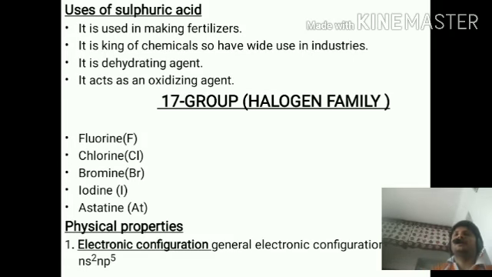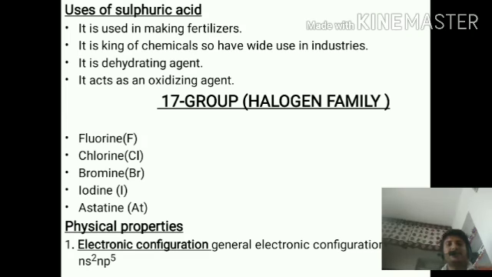Atomic number of chlorine is 9 plus 8, 17. And atomic number of bromine is 17 plus 18, 35. Atomic number of iodine is 35 plus 18, 53. And atomic number of astatine is 53 plus 32, 85. These are the atomic numbers of the group 17 elements, the halogens.